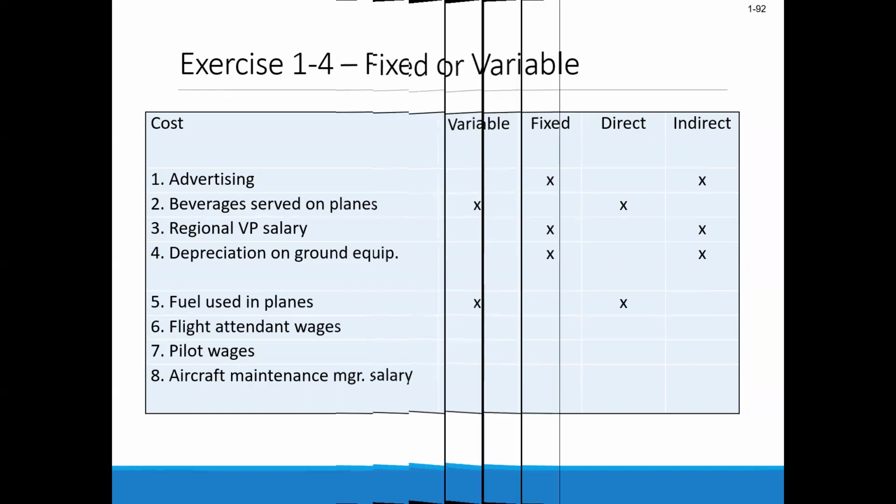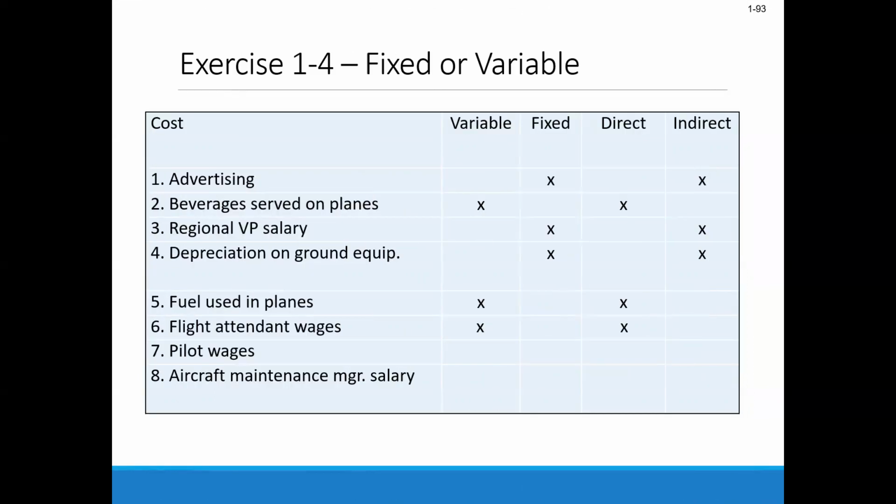Flight attendant wages, variable and direct. Again, they get paid per hour they're in the air. Is this a trip going over to Tokyo or is this a trip going to Sioux Falls? Pilot's wages, variable and direct. What about the aircraft maintenance manager's salary? Fixed and indirect, is it? Okay.